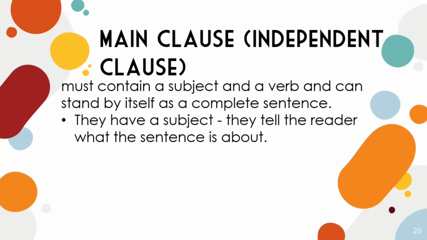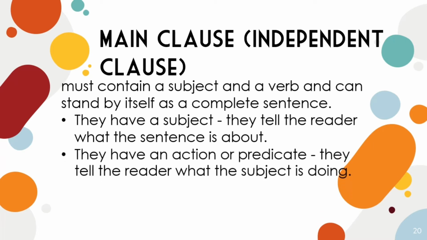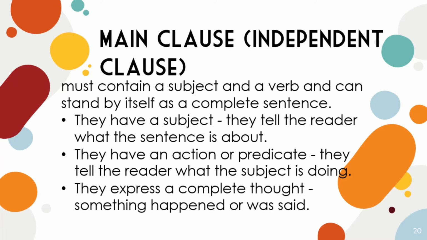So they have a subject. They tell the reader what the sentence is about. They have an action or predicate. They tell the reader what the subject is doing. And lastly, they express a complete thought. Something happened or was said. So it means a main clause is a complete sentence. It has a meaning, or it is a complete thought.